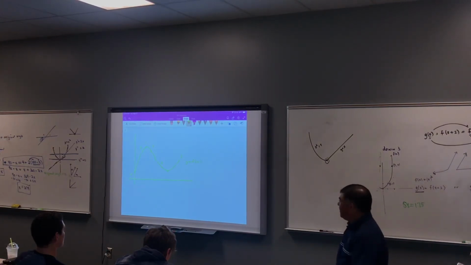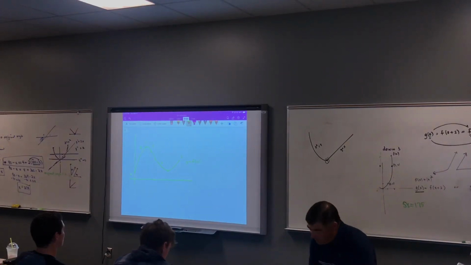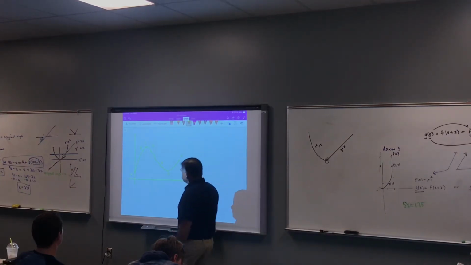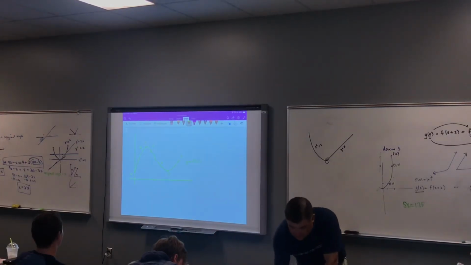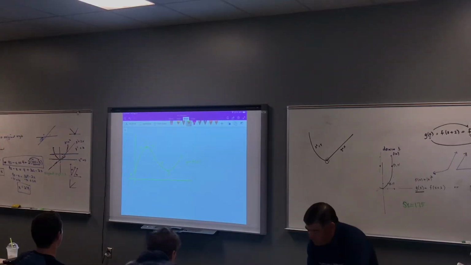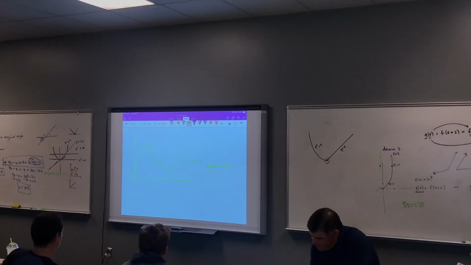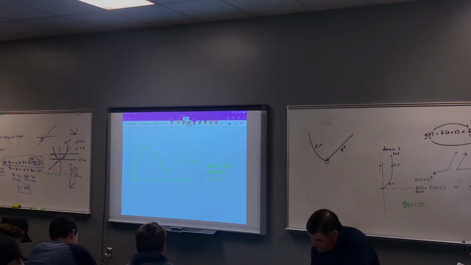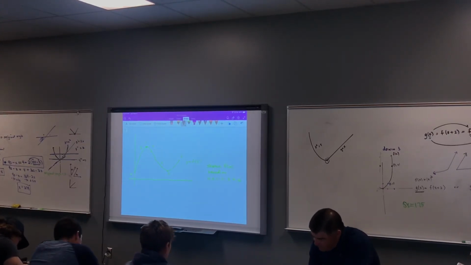Okay, so from here, I want to sketch a picture of f prime based on these points A, B, C, D, E. I didn't label F, did I, for some reason? Okay, so based on these points, I would like to sketch f prime of x based on A, B, C, D, E, F, and G. We'll do it in yellow.